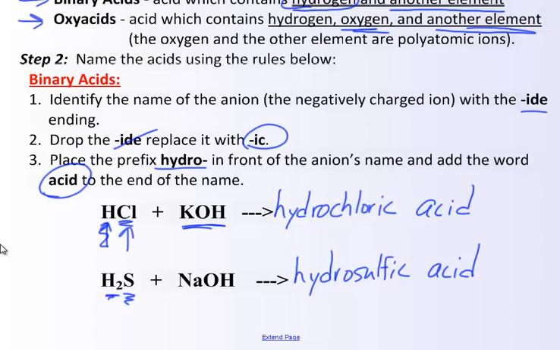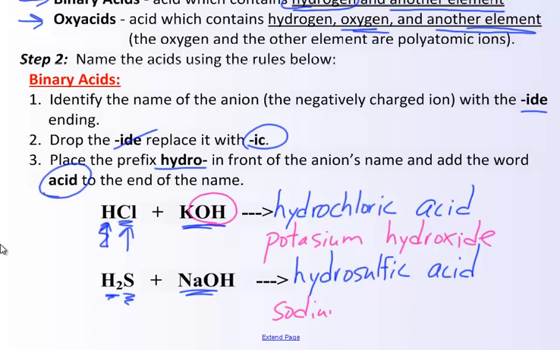Now, as far as our bases go, in order to name the bases, it's just like any normal naming of a compound. We have our OH, which is a polyatomic ion, and naming something with a polyatomic ion is very simple. You write out the first element, so potassium, and then OH is hydroxide. That's easy enough. We have sodium and hydroxide.